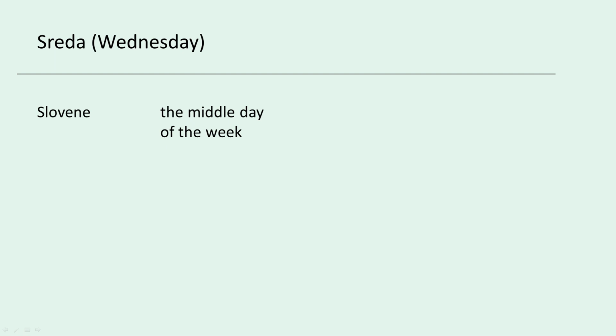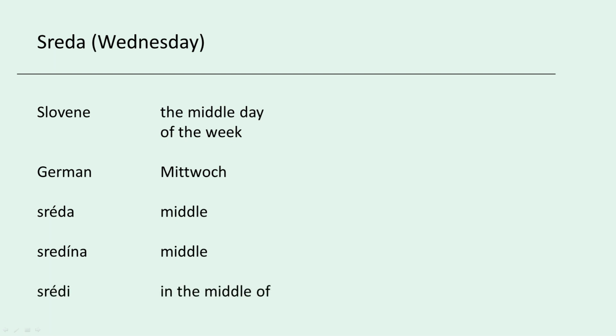Sreda means the middle, or the middle day of the week. It's the same as German Mittwoch, and it's like this in other Slavic languages as well. Sreda as a noun literally means middle. In that sense, the word sredina is perhaps used more often, but they both mean the middle. The adverb sredi, for example, means in the middle of.